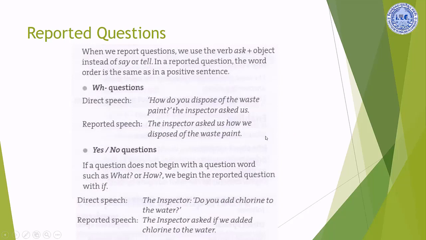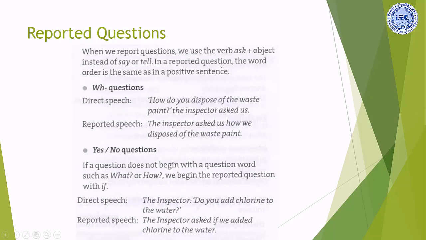Reported questions. So how to use reported speech in question sentences. Okay, so when we report questions, we use the verb ask plus object instead of say or tell. In positive sentences we use say or tell as the reporting verbs, but if we want to report a question sentence, we have to use the word ask plus object.